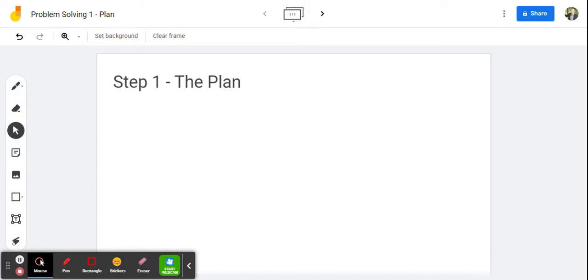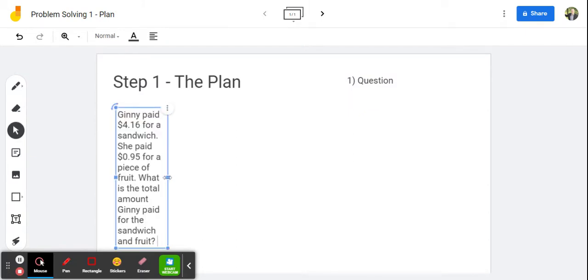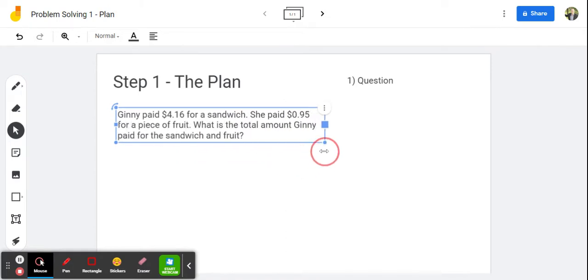So in order to solve a problem, we need to understand the question and the relevant information. So let's put a few steps up here. Step number one is the question. Okay. Now, I have found a sample problem that we can look at online. It's for a character named Ginny, but we can apply it and imagine it for our own lives as well.